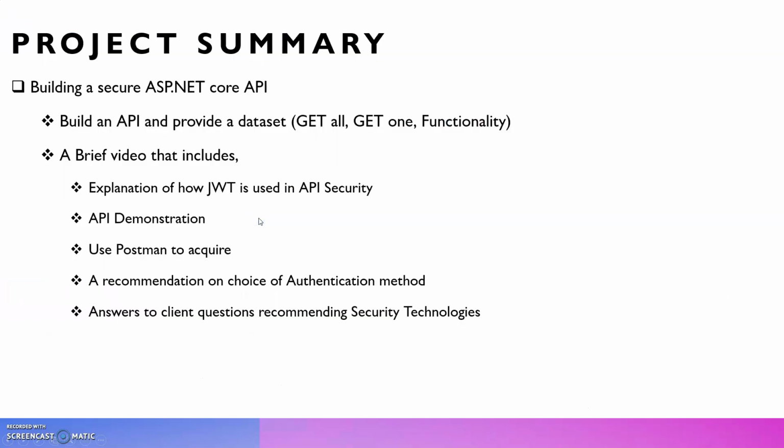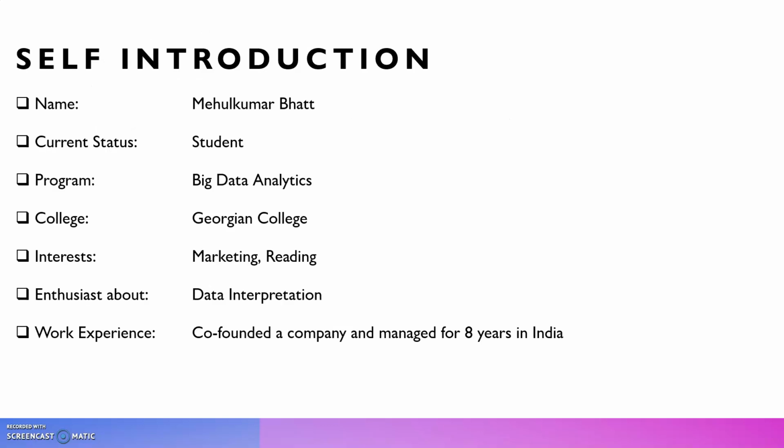So here is my project summary: building a secure ASP.NET Core API and providing a data set with all functionality. Also, I have included a brief video explaining how JWT is used in API security, an API demonstration, use of Postman to acquire data, a recommendation on choice of authentication method, as well as answers to client questions.